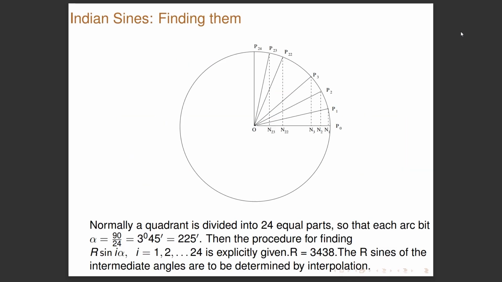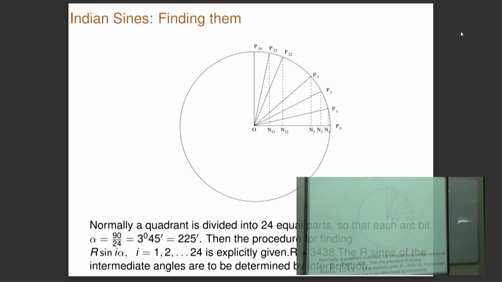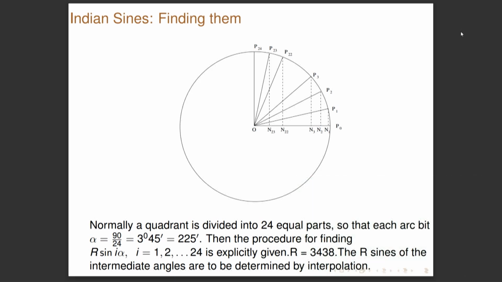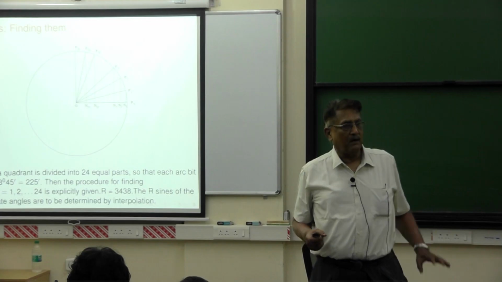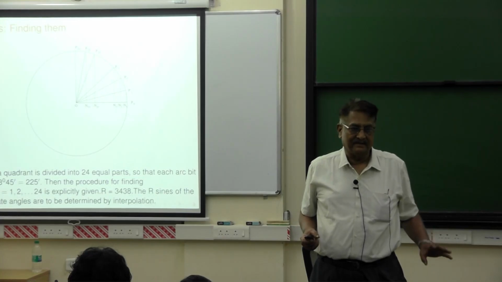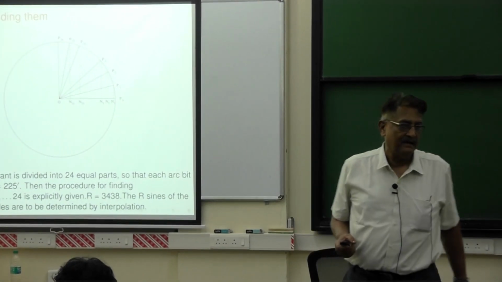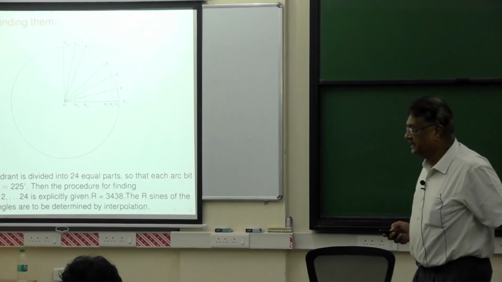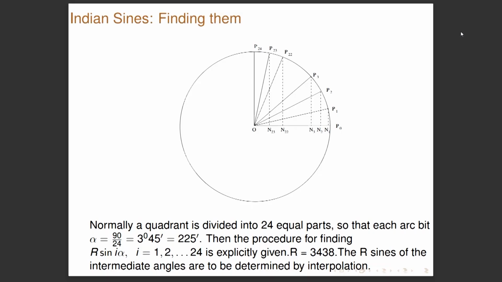So I talked about how it is defined, jya, or jiva, which is essentially, if you have a circle of radius r, and this is the angle theta, then r sin theta is this, that is the jya. But they never talk of angles, they always talk about arcs and distances. That is how it is done in India, but it is essentially the same thing except for a factor.